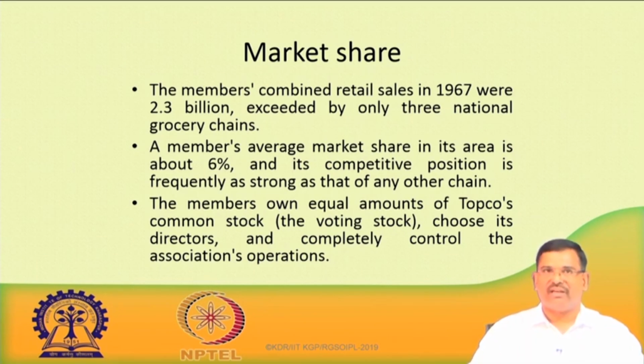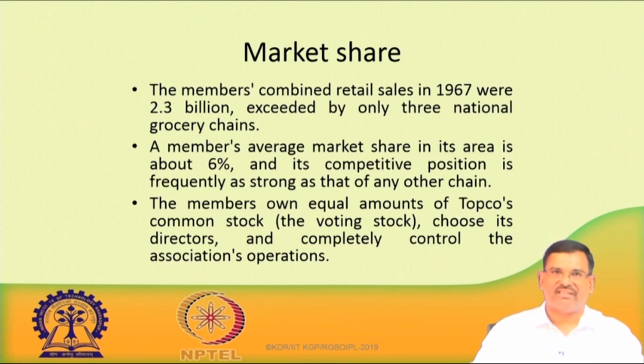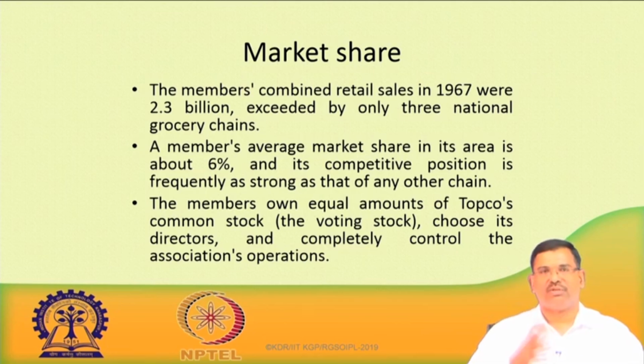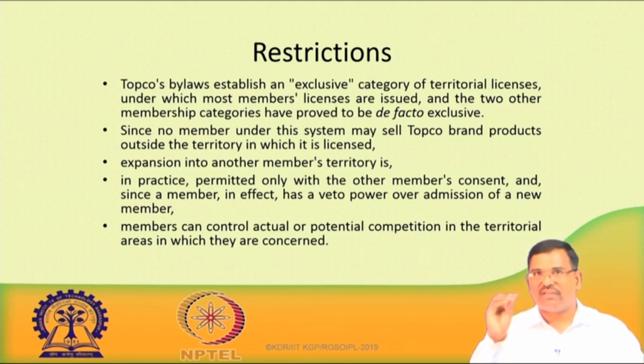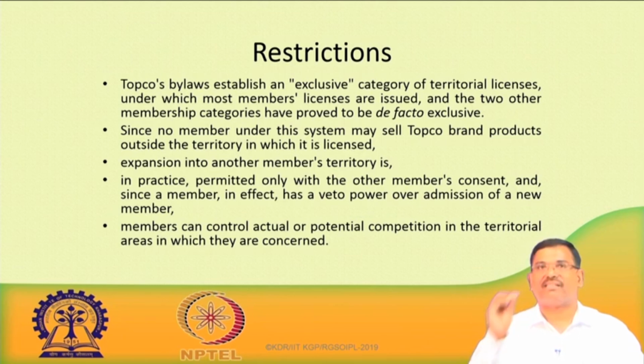And also, remember the average market share is 6% and the competitive position is very strong, because it is a chain of stores. Their common stock, voting stock, is also used in the selection of directors and managers, and they completely control the association's operations as well. The people involved in this control take decisions on the activities. And the Topco bylaws very clearly say the agreements are exclusive category territorial licenses.